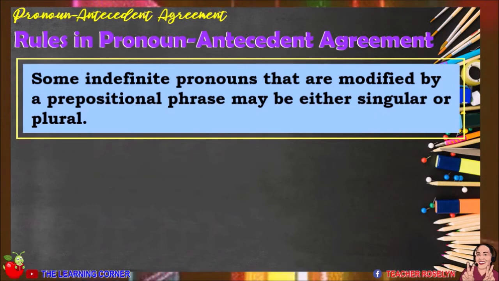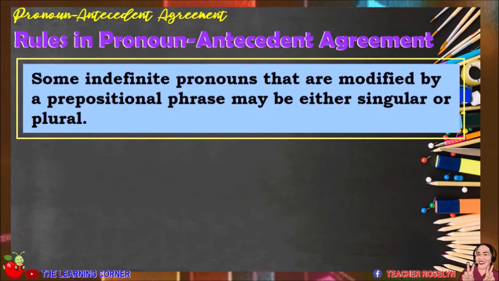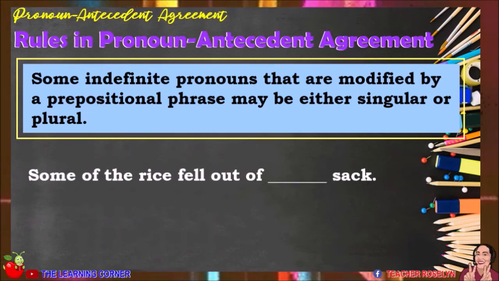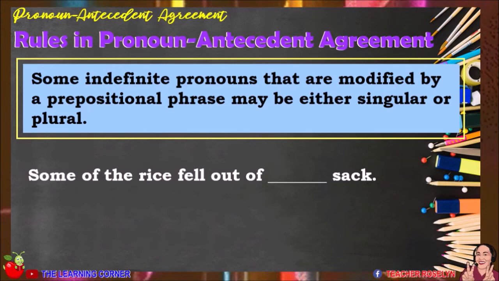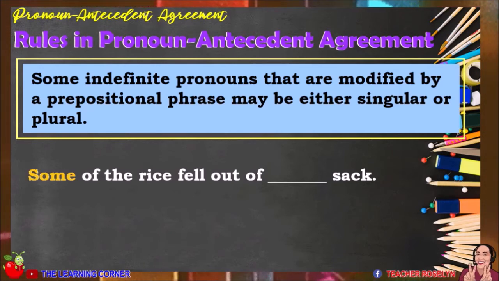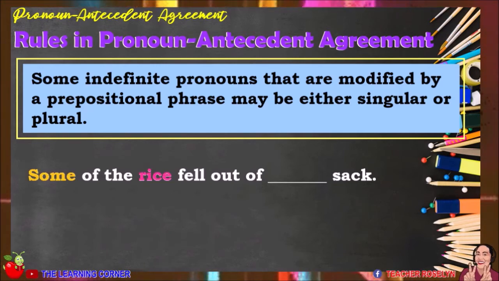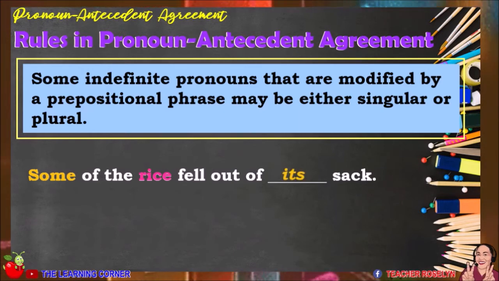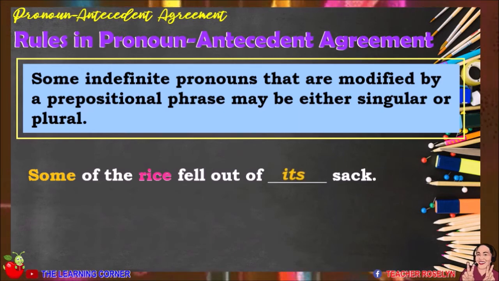Some indefinite pronouns that are modified by a prepositional phrase may either be singular or plural. For example, in this sentence, the subject is some of the rice. Rice is a non-count noun which makes it singular. So, we will use the pronoun its. Some of the rice fell out of its sack.